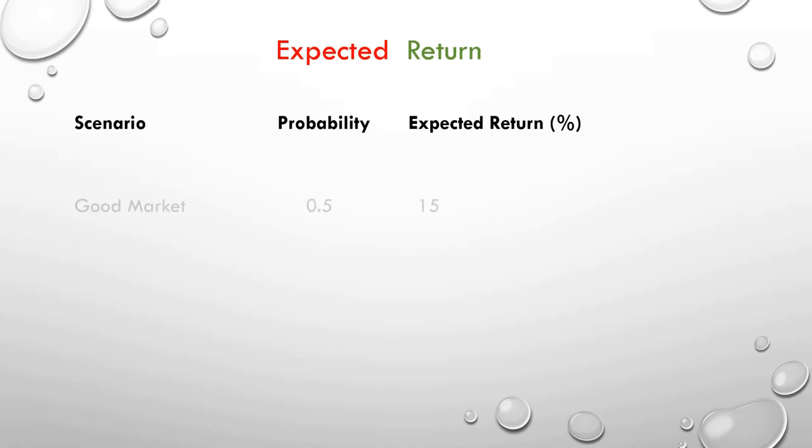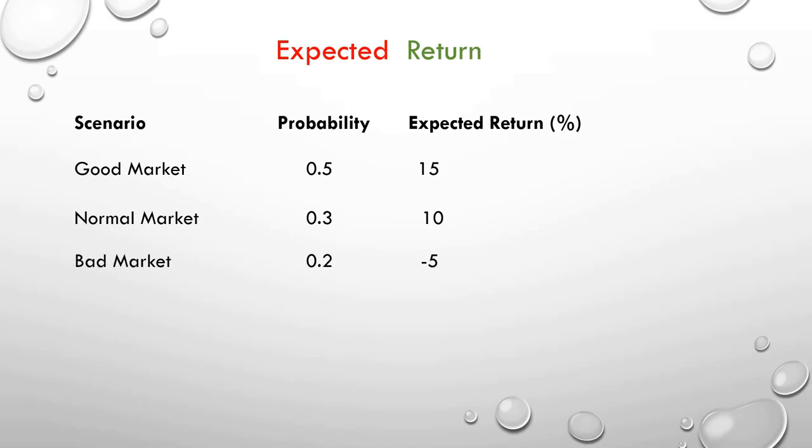Let's take a scenario. If the market is good, a 15% return is there, but there is only a 50% chance that the market will be good. There is a 30% chance that a normal market will be there, and if this happens, you are going to earn a 10% return. And if a bad market is there, the probability of having a bad market is just 20%. In that situation, the company will give us a 5% loss in returns.